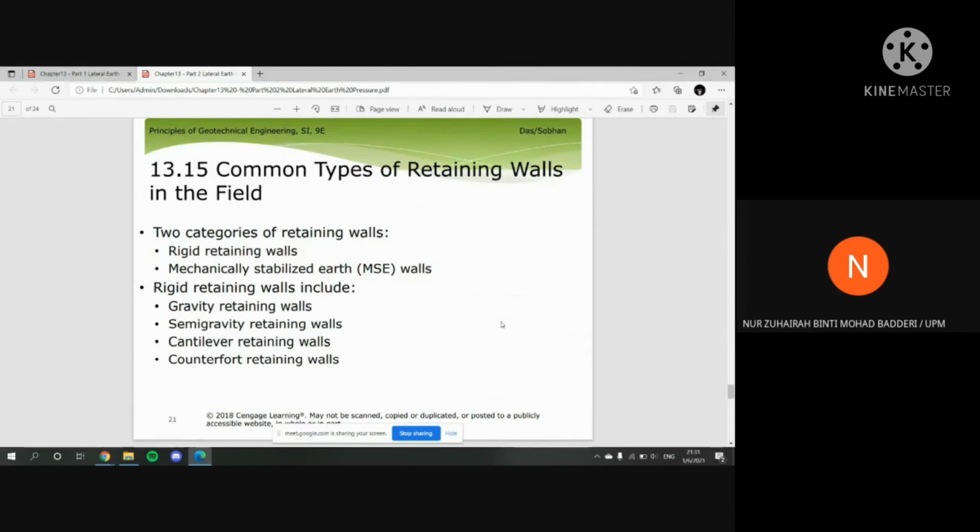Okay, for the common type of retaining walls in the field, kita ada dua kategori, which is rigid retaining walls and mechanically stabilized earth MSE walls. For the rigid retaining walls, include gravity, semi-gravity, cantilever, and counterfort retaining walls. Okay, next slide.